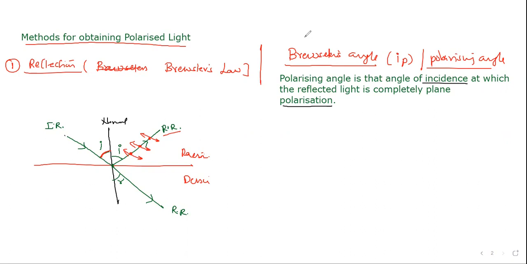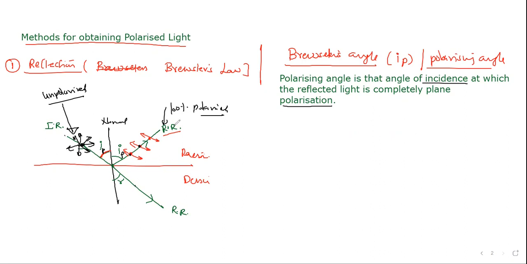Look here, let me write here. If you get confused, this is the incident ray, and this ray is unpolarized. So how do we represent it? There are vibrations in all directions. That's called unpolarized, or normal light, or ordinary light. Then the reflected light will be fully polarized, 100% polarized, when the angle of incidence is IP, the polarizing angle, or Brewster's angle.